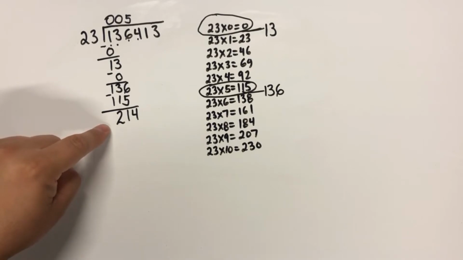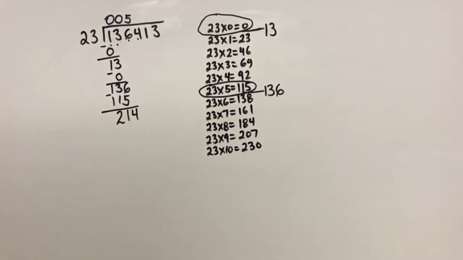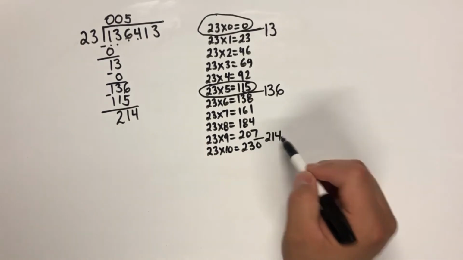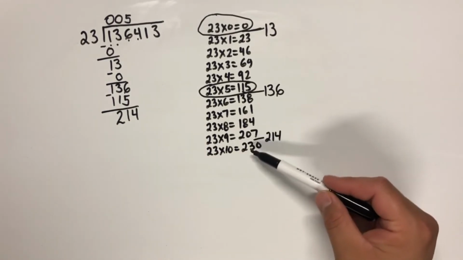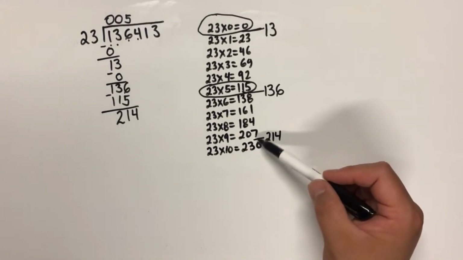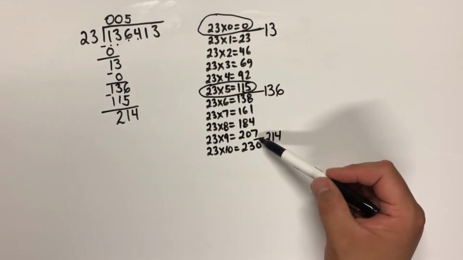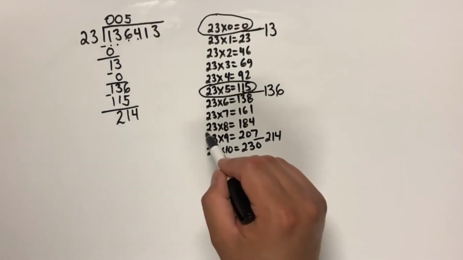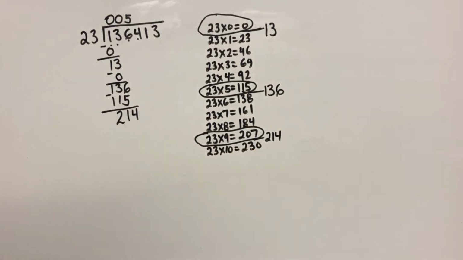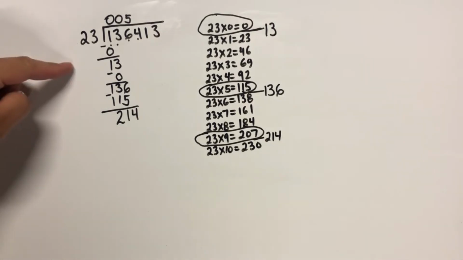And I'm going to repeat what I've been doing, which is I'm going to squeeze the number 214 in between two numbers in the multiplication table. And I can see the number 214 is right here. It's in between the number 207 and 230. And between the number 207 and 230, the smallest one is 207. So I'm going to circle the entire expression, 23 times 9 equals 207. There it is. Okay. So now I'm going to use those numbers over here.